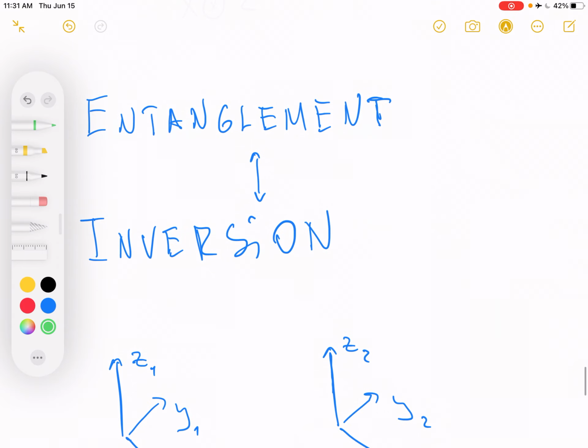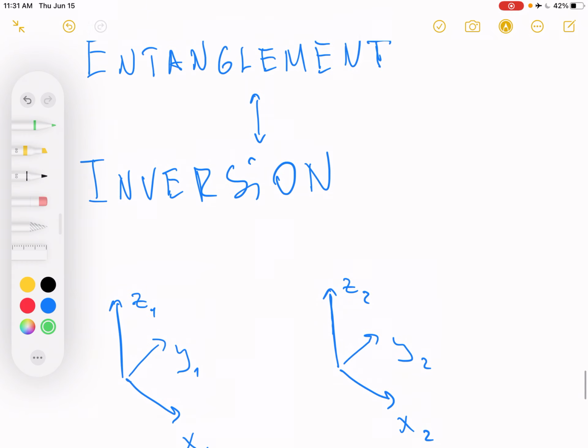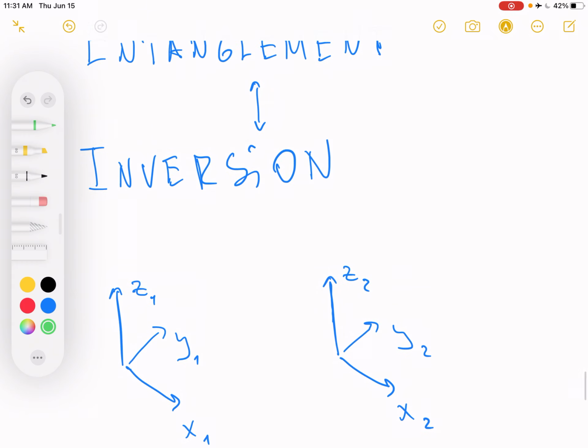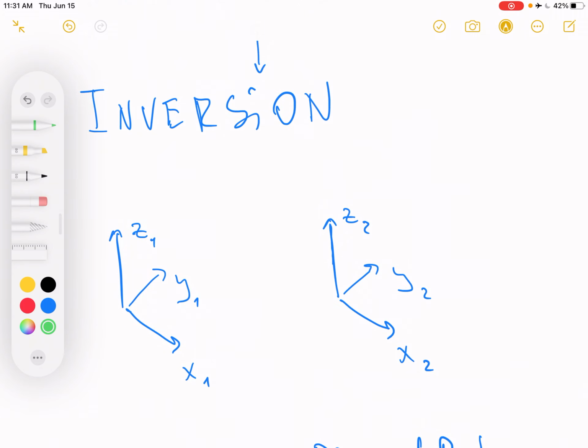So entanglement has something to do with inversion, and that's, I think, an interesting thing that gets highlighted by this formalism. And when we move from non-entangled mode to entangled mode, it amounts just to the inversion of the coordinate axis.